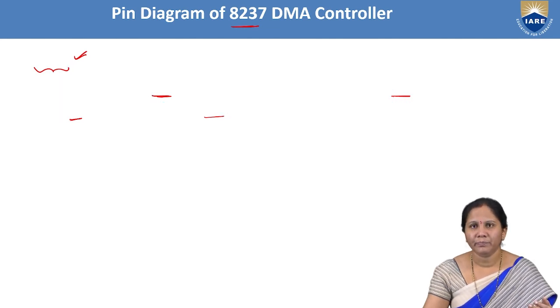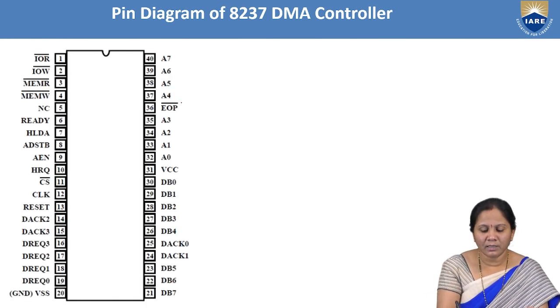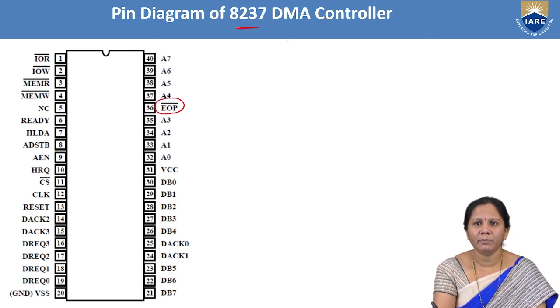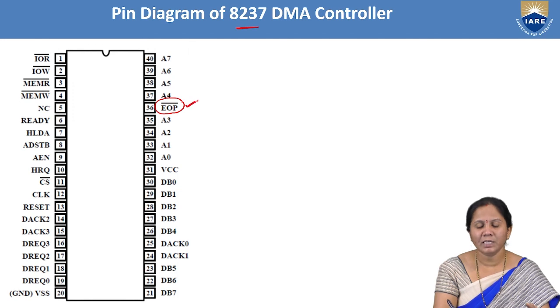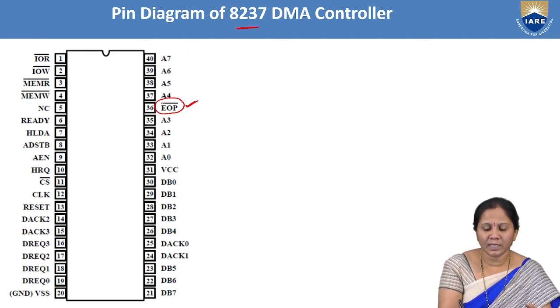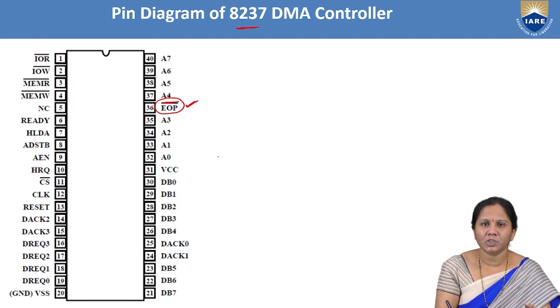So here, this is the only new pin in the 8237 DMA controller, which represents the end of the process. That means the operation of the DMA controller will be terminated when the signal is enabled. So this is an active low bidirectional signal. So this is 8237 DMA controller.